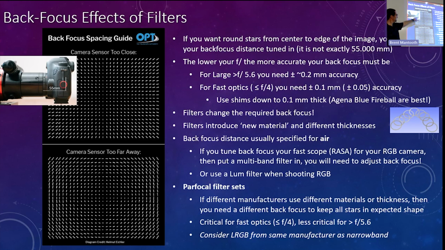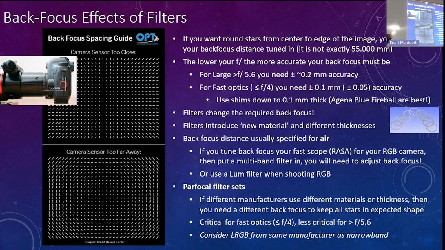And while they say 55 millimeters, it might be 54 point something for your telescope and 56 point something for somebody else's telescope. So you've got to play with it and tune it up to figure out what works for your particular setup. This becomes more critical the smaller your f-stop. If you're, again, less than f4, the accuracy with which you have to get the back focus becomes more and more critical. I use shims that are down to like 0.05, 0.01 millimeter increments to get mine fine-tuned.